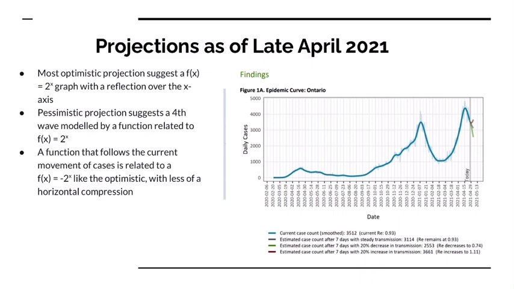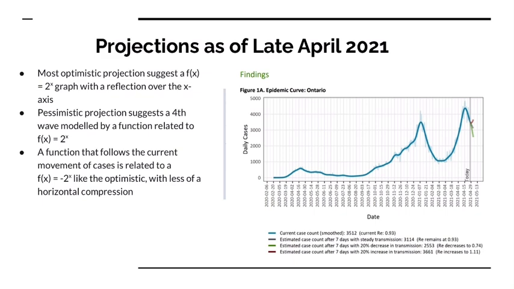Projections as of this month display optimistic, pessimistic, and neutral ways in which the virus may continue. The optimistic projection suggests a transformation of f of x equals 2 to the power of x, in which the graph is reflected vertically, so negative 2 to the power of x. This means cases will rapidly decrease and slowly decrease less as the cases approach y equals 0. The only true asymptote appears vertically, as time travel is still impossible.